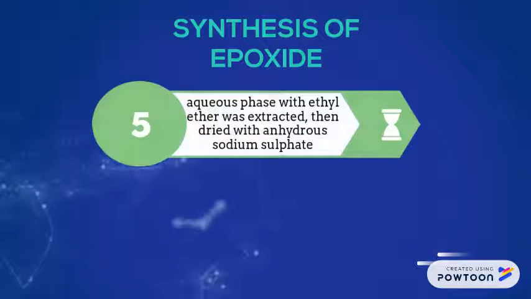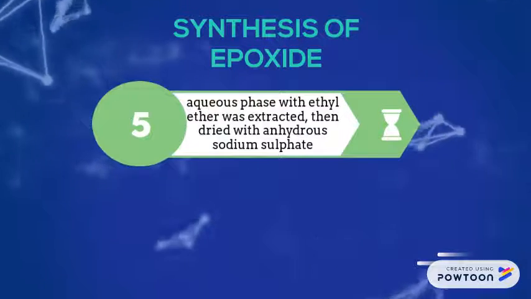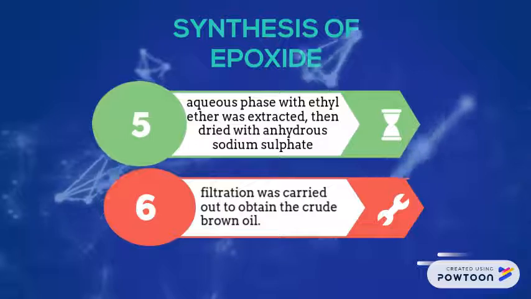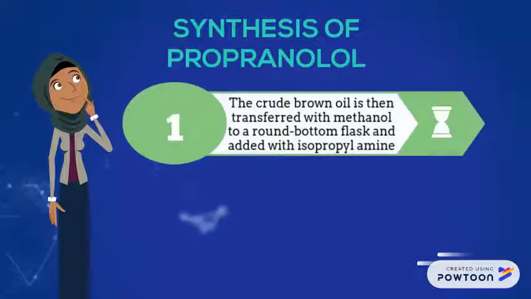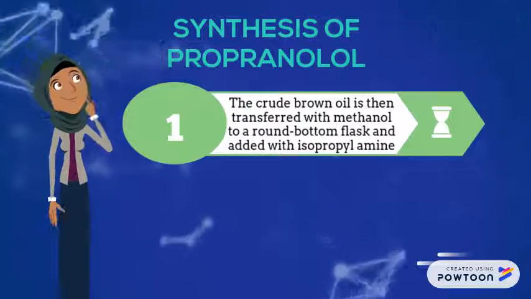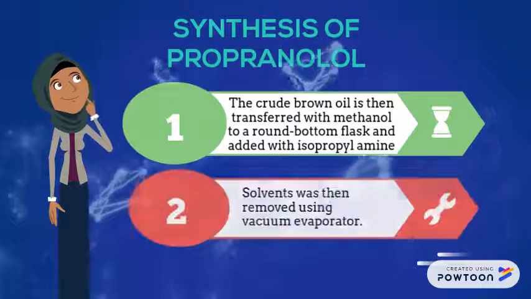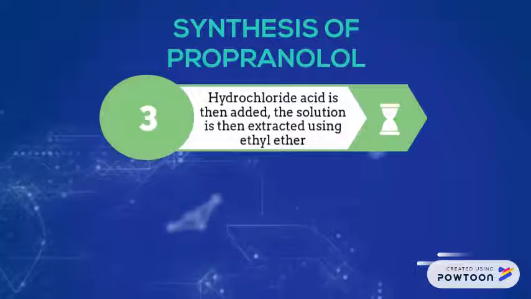The aqueous phase was extracted with ethyl ether, which was then dried with anhydrous sodium sulfate. Filtration was carried out to obtain the crude brown oil. The crude brown oil is then transferred with methanol to a round bottom flask and isopropylamine is added. Solvents were then removed using vacuum evaporation. Hydrochloric acid is then added.